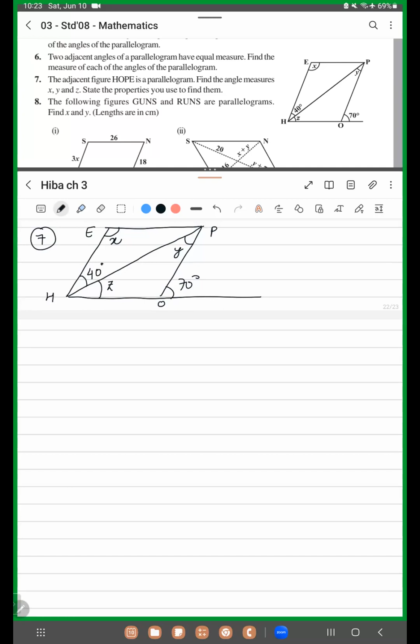All right, shall we get started on this one? Now look at this triangle. Only focus on this triangle. This 70 degrees is making an exterior angle of that triangle, right? Do you remember the exterior angle property?